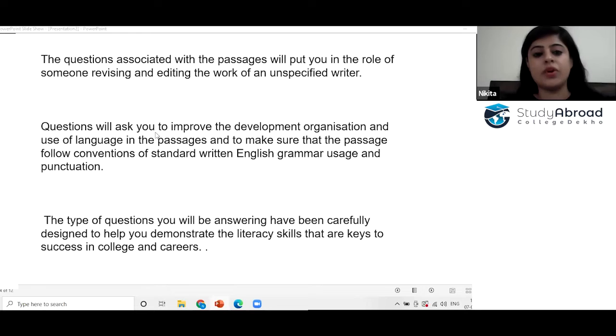Questions are basically going to ask you to improve the development of the language used there, its organization, and the use of the language in the passage, and to make sure that the passages follow the conventions of standard English grammar usage and punctuation. I hope it is now understandable what type of questions we are going to witness. After a little while, we are going to see all the questions in detail.